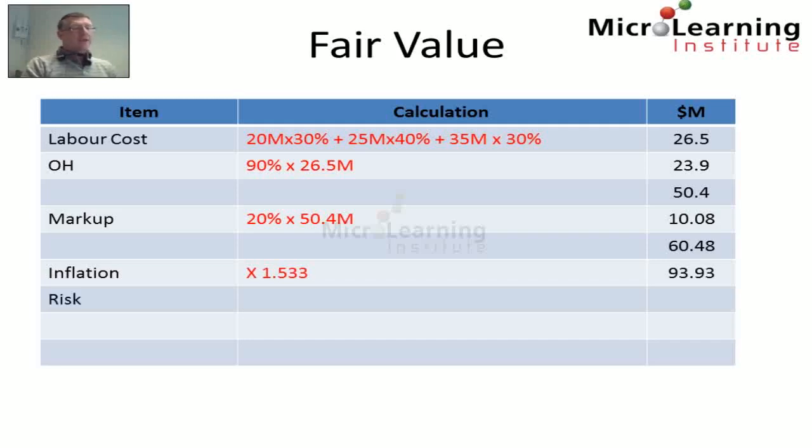Also, we're told that the compensation that a contractor would typically require for the risk that actual cash flows may differ from those expected is 5% of the cash flows after inflation. So again, 5% of the cash flows after inflation is an additional 4.7, giving us a fair value now of 98.63.